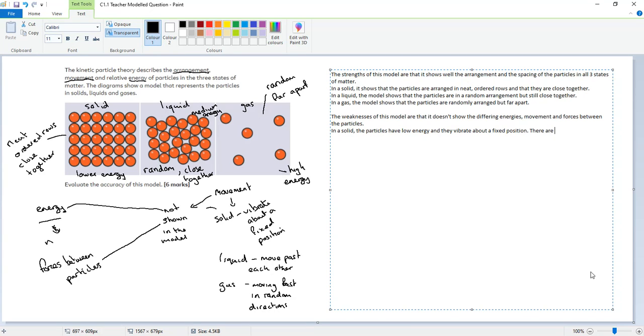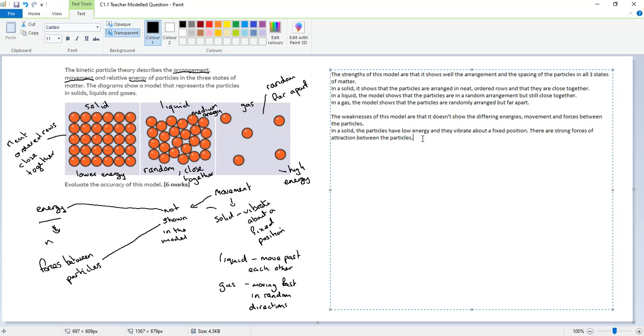There are weak forces of attraction between the particles. And of course, those 2 things are linked. So the strong forces, my bad. So there are strong forces of attraction between the particles. And of course, these 2 things are linked. So because there's strong forces of attraction between the particles, they can't move past each other. They can only vibrate about a fixed position, and they've got low energy.